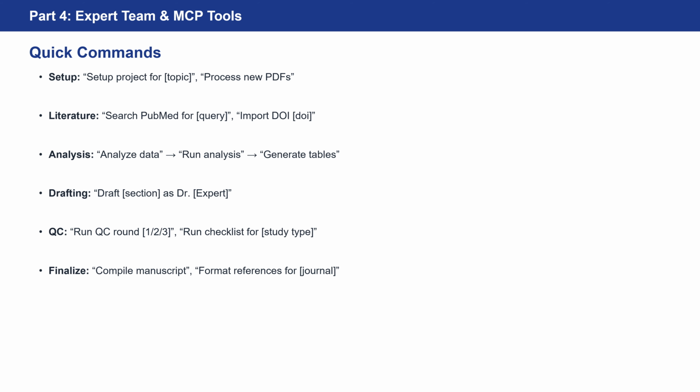Here are the key commands used in practice. For setup, "set up project for" a topic, and "process new PDFs" to initialize the project. For literature, "search PubMed for" and "import DOI". Analysis flows from "analyze data" through "generate tables". Drafting uses "draft section as Dr. Expert" for expert perspective writing. QC uses "run QC round" and "run checklist". Finalization uses "compile manuscript" and "format references for journal".